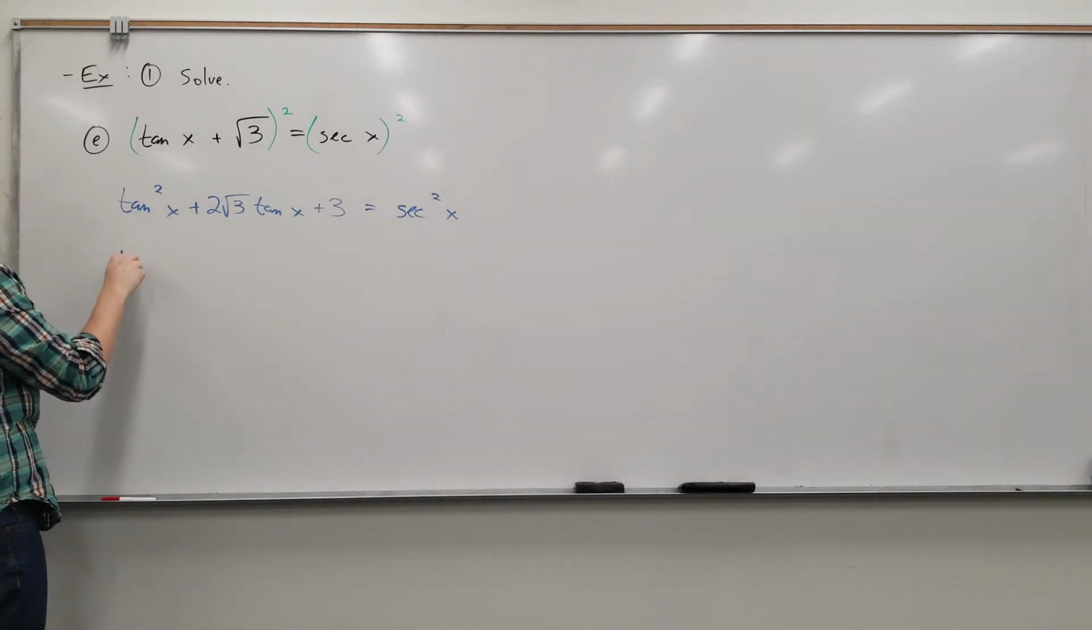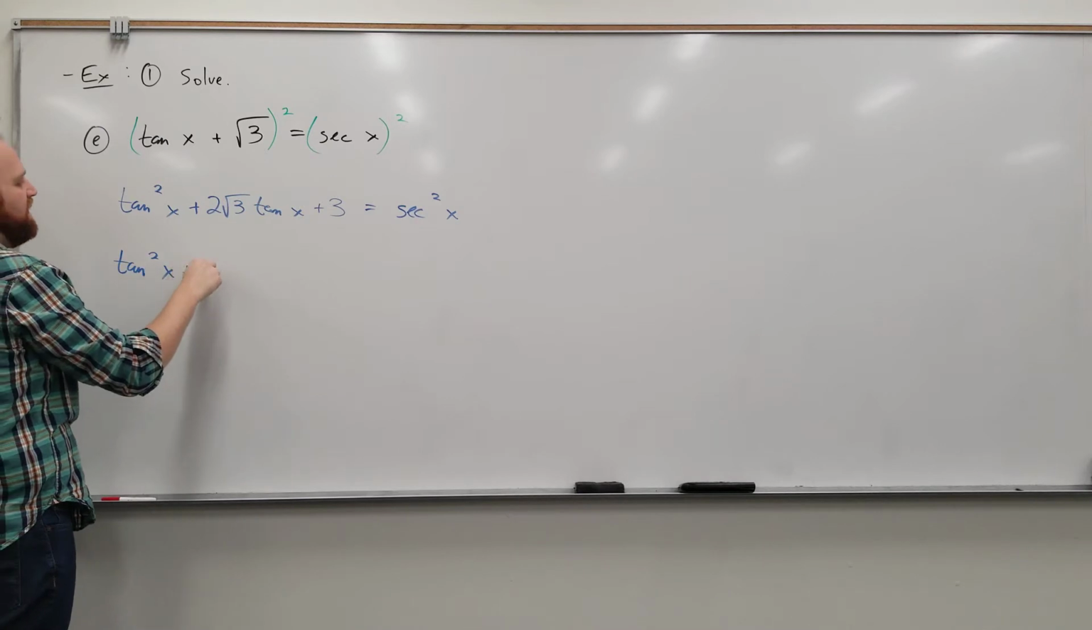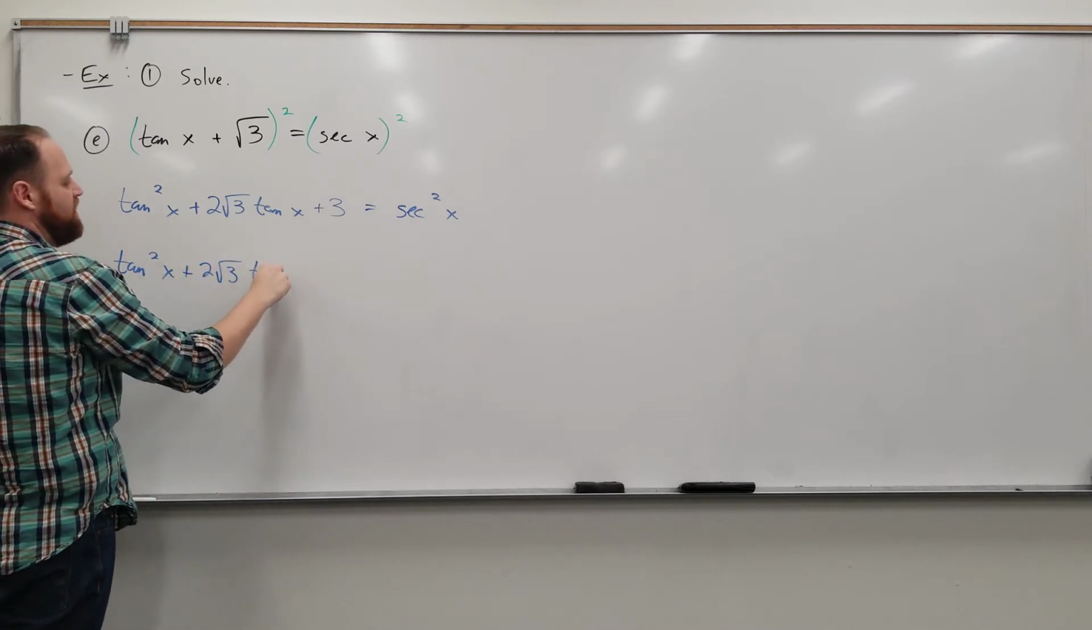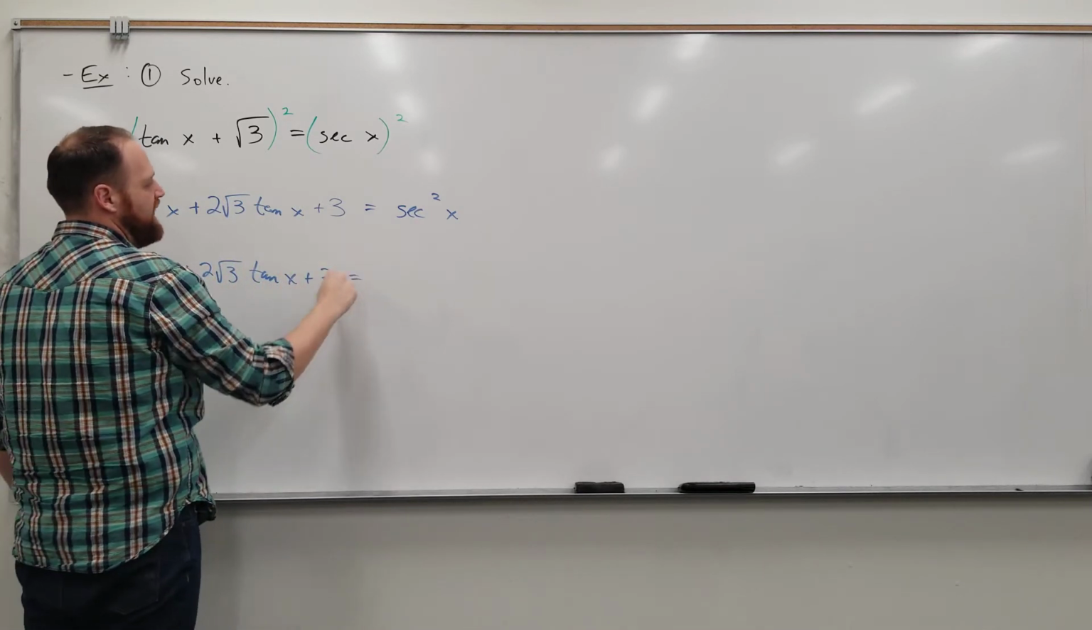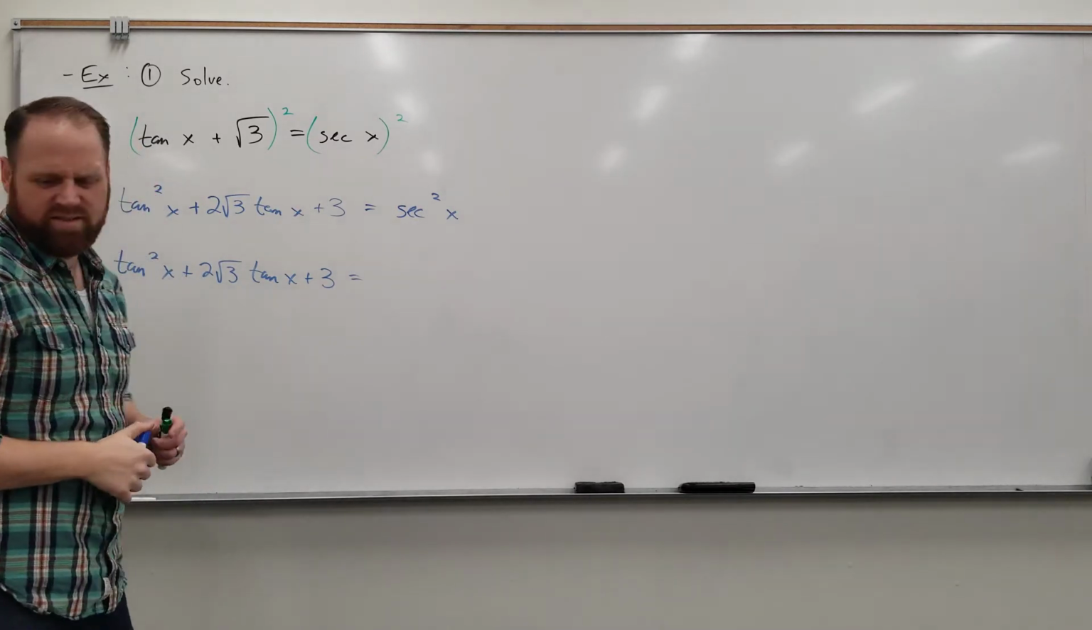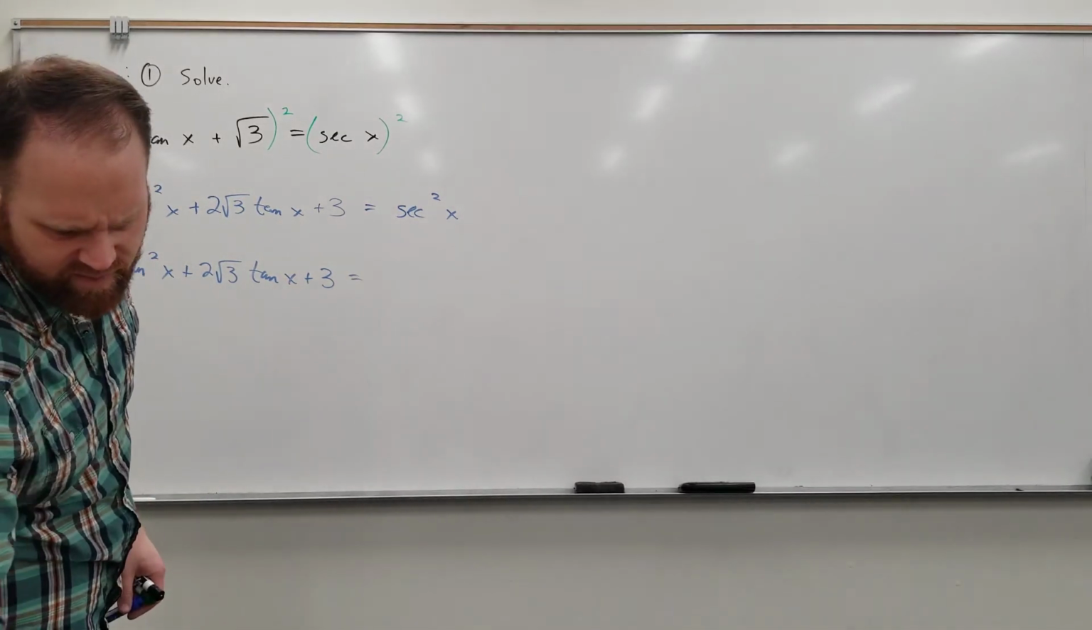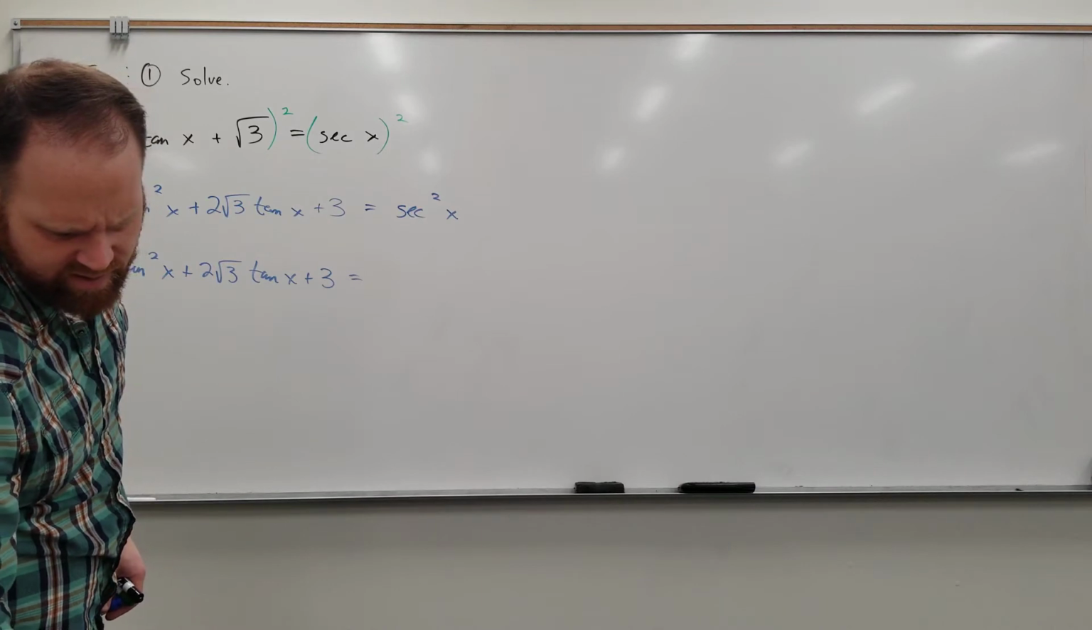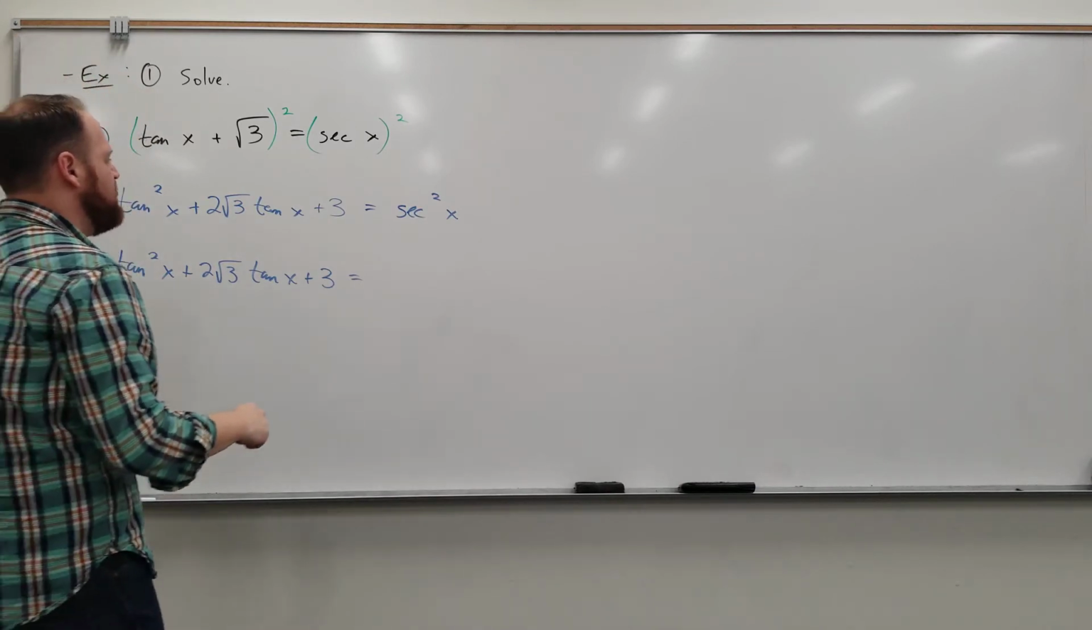Using a Pythagorean identity, I'm going to say left-hand side, you stay the same for now. But right-hand side, oh, what is this? Secant squared is tangent squared plus 1.